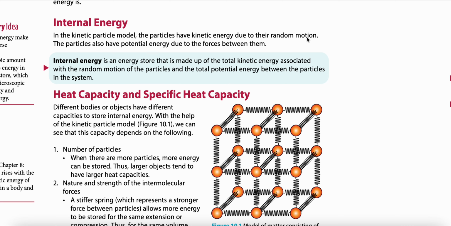If the temperature of the runner is high, the kinetic energy due to random motion of, for example, his skin particles will be high as well. Likewise, if his temperature is low, then the kinetic energy due to random motion of his skin particles will be low as well. Again, this has nothing to do with the running speed of the runner. Then these particles also have potential energy due to the forces between them.